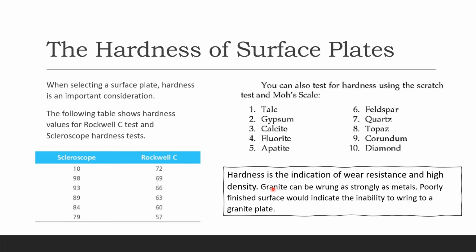You might think you cannot ring granite, but you can. A poorly finished surface would indicate the inability to ring a granite plate. So if you want to check the quality of the finished surface, you do a ring test. Just ring it to the granite plate, and you can identify if that finished surface is poor or not.